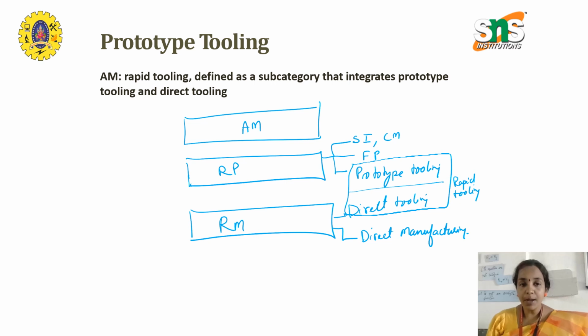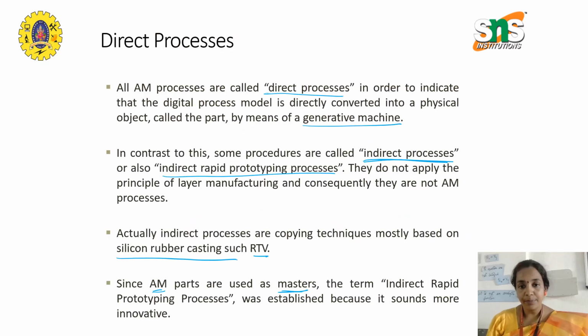Prototype tooling, additive manufacturing. Rapid tooling is defined as the subcategory that integrates prototype tooling and direct tooling. Additive manufacturing involves two processes: rapid manufacturing and rapid prototyping. All additive manufacturing processes are called direct processes, in order to indicate that the digital process model is directly converted into a physical object, called the part, by means of a generative machine.